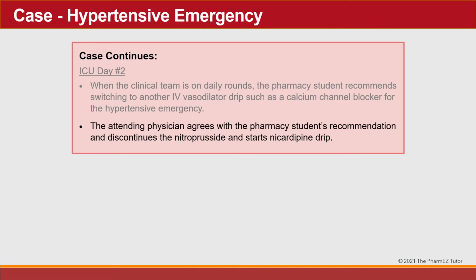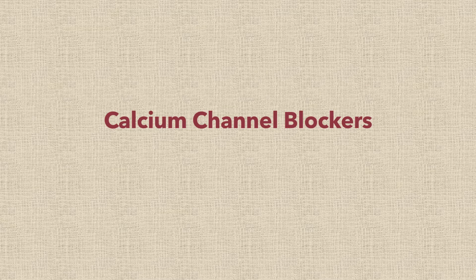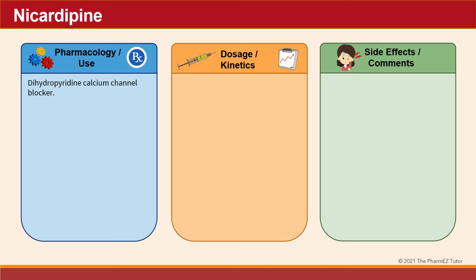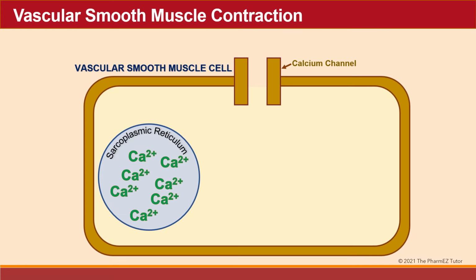The attending physician agrees with the pharmacy student's recommendation and discontinues the nitroprusside and starts nicardipine drip. So let's move on and talk about the 2 calcium channel blockers that are available as IV drips in the treatment of hypertensive emergency, nicardipine and clevidipine. Nicardipine is a dihydropyridine calcium channel blocker.